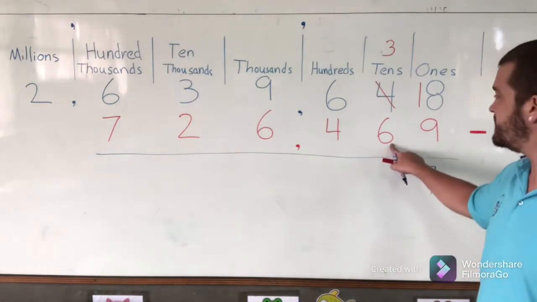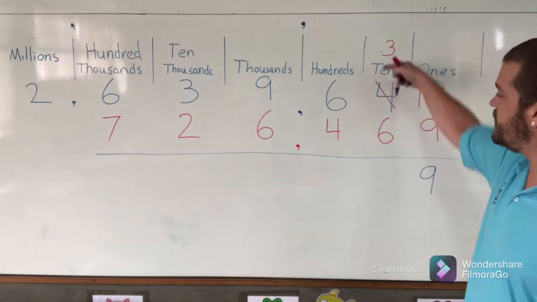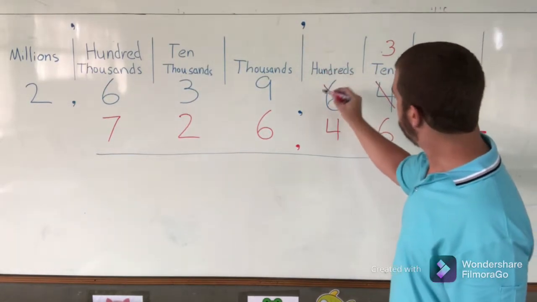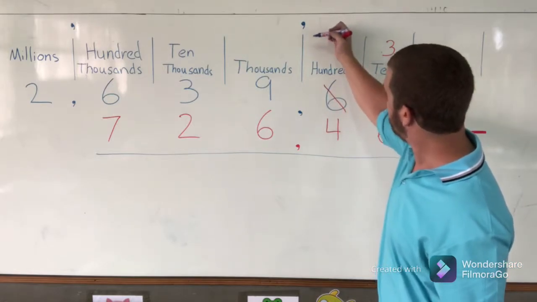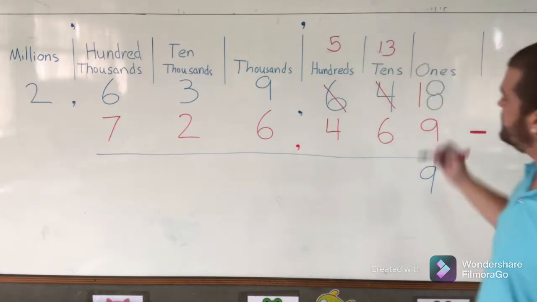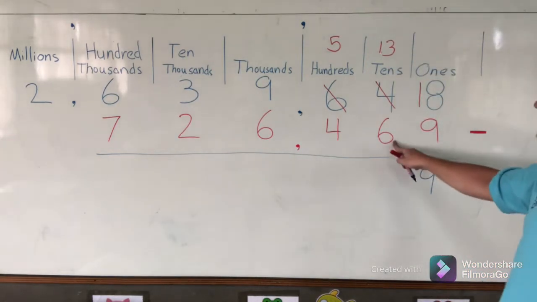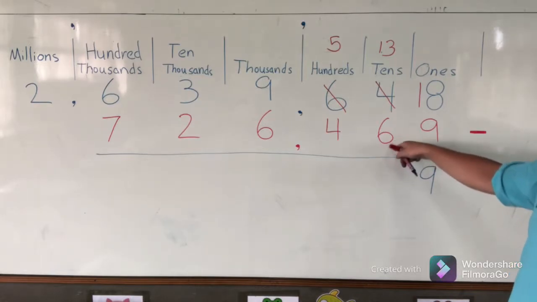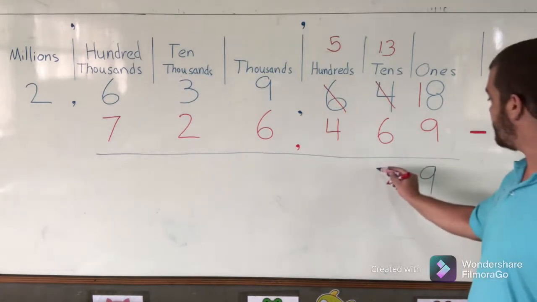Can you subtract 6 from 3? No, we have to actually cross out that, make it a 5, okay? And then now we can add the 1 to our 3. So what is 13 take away 6? It's going to give you a 7.